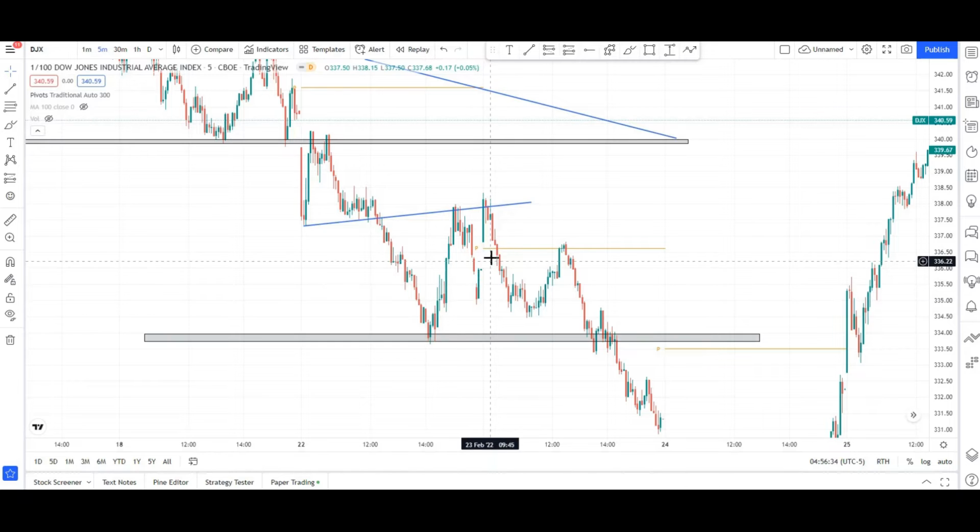Okay then, after that on 23rd it opened with a slight gap up. After that this is the area where we have drawn a trend line. Here only it turns around once again, and gives us our first target. Okay guys, after that it's going upside.